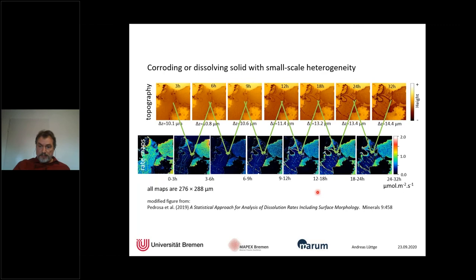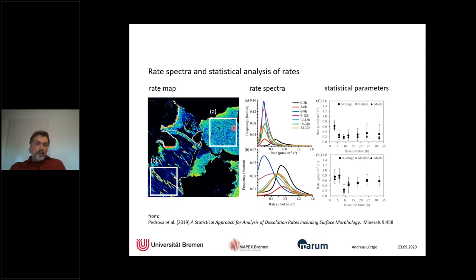If you get into details, you can pick this partial area here and see what's going on here compared to what's going on here. And you get a quantitative tool that allows you to look at the reaction kinetics spatially resolved.